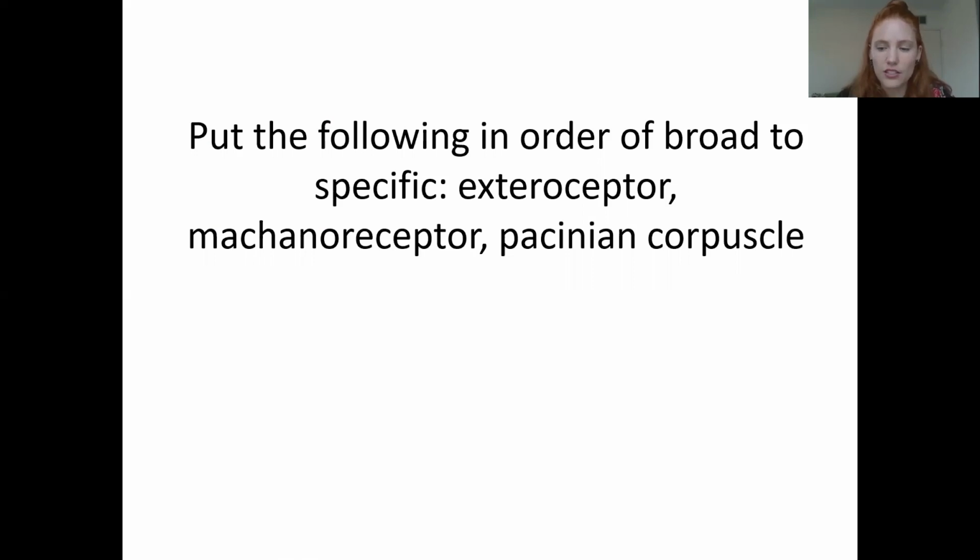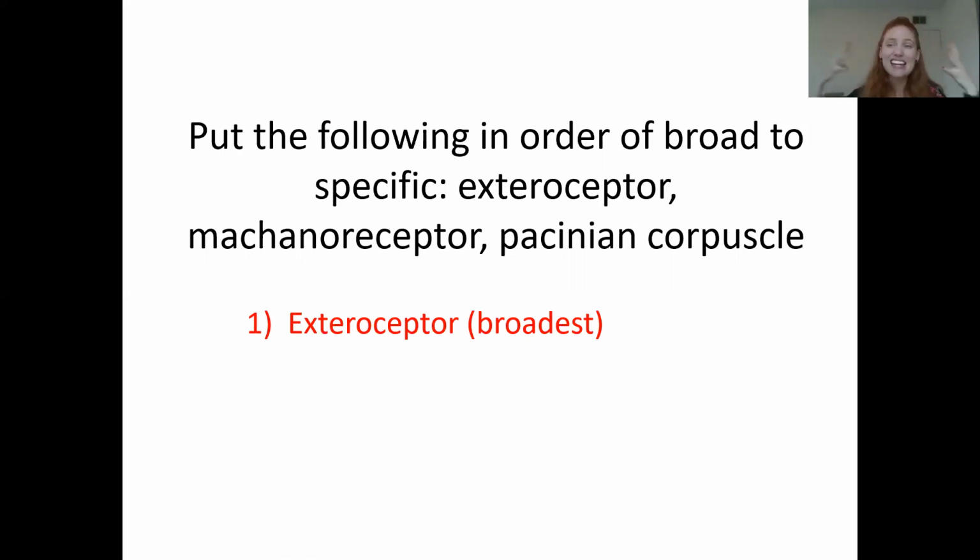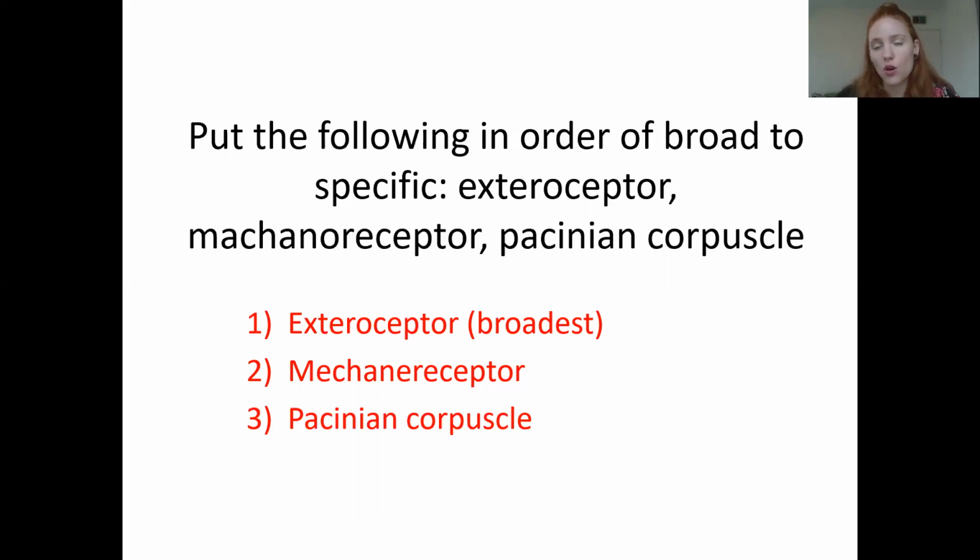Okay, so hopefully you had a chance to figure that out. The biggest one would be exteroceptor, because an exteroceptor is anything that's on the outside of the body. And then mechanoreceptor is a specific functional classification. So for example, those touch receptors are mechanoreceptors because they respond to changes in shape of the cell. And then the most specific is the Pacinian corpuscle. The Pacinian corpuscle is a specific type of receptor that responds to deep pressure. So the Pacinian corpuscle would be an example of a mechanoreceptor, and the mechanoreceptors can fall under exteroceptors.